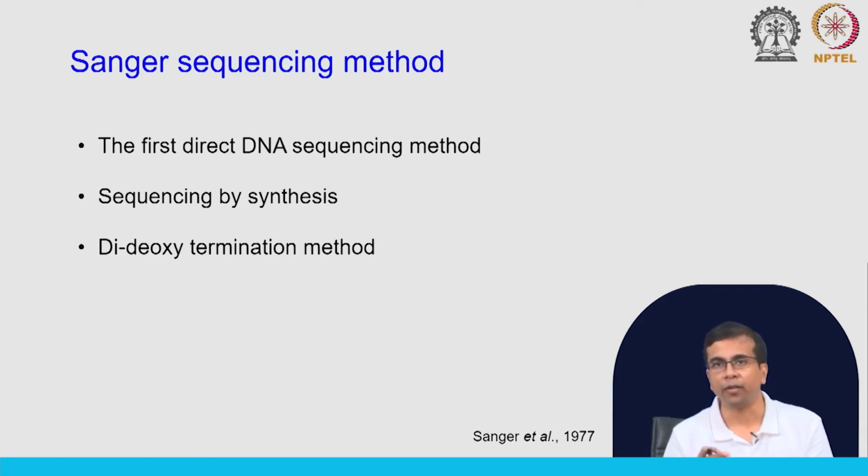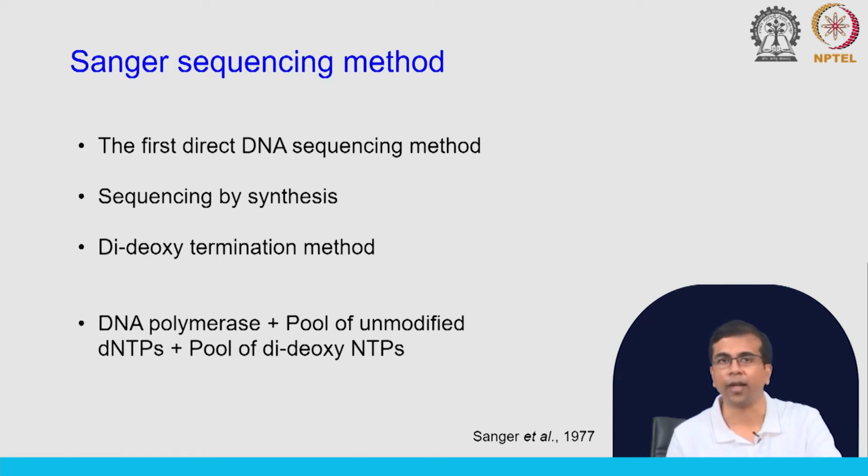Now, compared to normal amplification, normal synthesis, Sanger sequencing utilizes something called the dideoxy termination method. How does this dideoxy termination work? It works by having certain modified nucleotides which will stop the reaction. We will illustrate this a bit in this class. What we have is the DNA polymerase. We need to synthesize the complementary strand. We need primers that will bind, and then we will get the complementary strand synthesized.